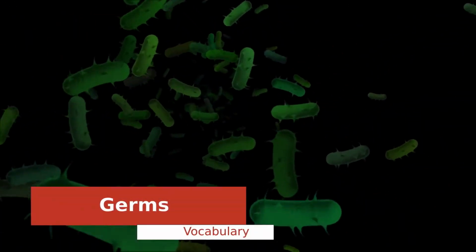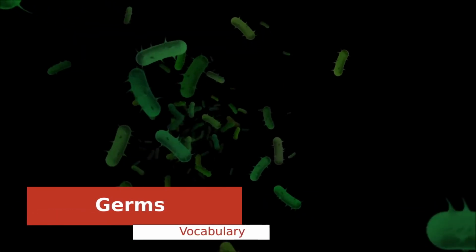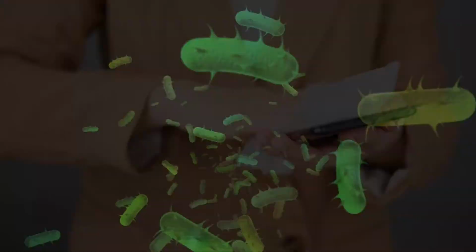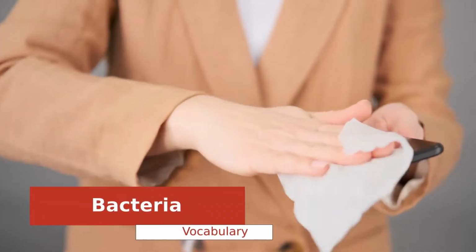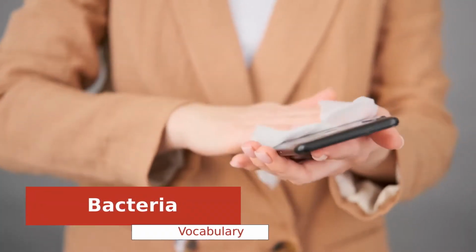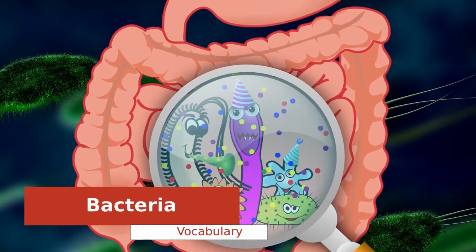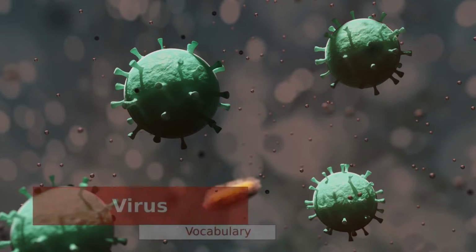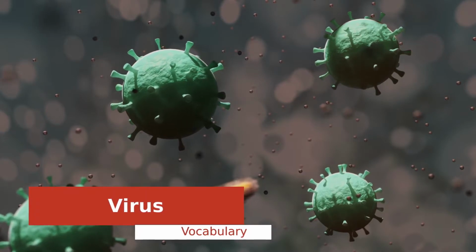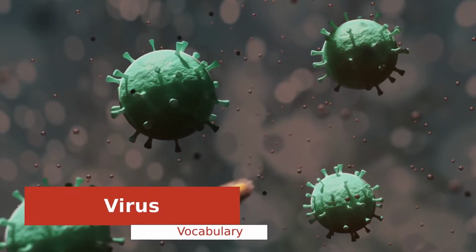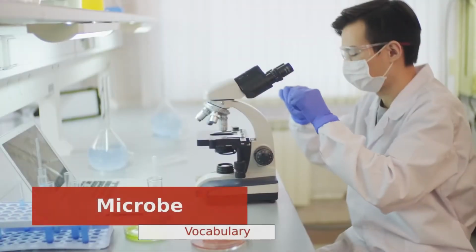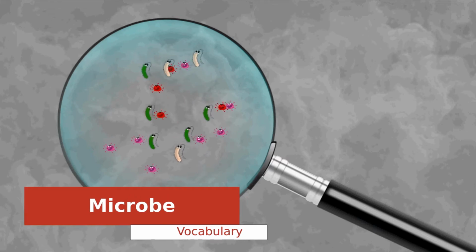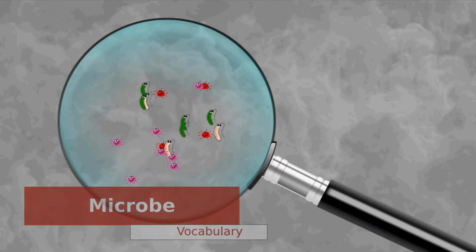Bacteria and viruses that cause disease are called germs. We will explain in more detail in the lesson. Bacteria is everywhere in the world, and it is in all living things. Some bacteria are good for us, and some can be dangerous and make us sick. A virus is a tiny organism that causes disease in humans, animals, and plants. A microbe is a life form that can only be seen with a microscope. Many microbes are germs that cause disease.